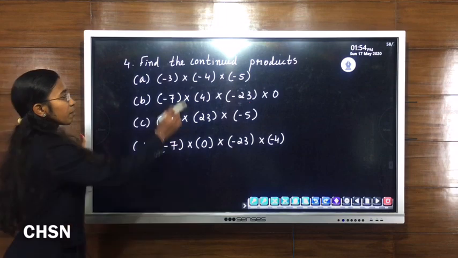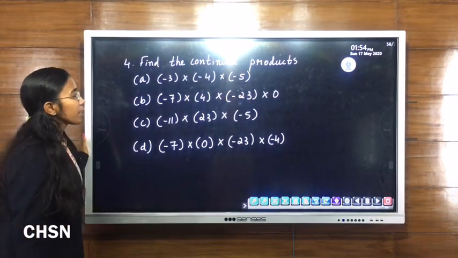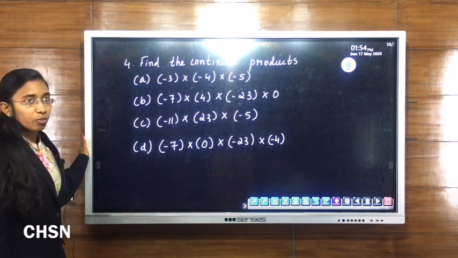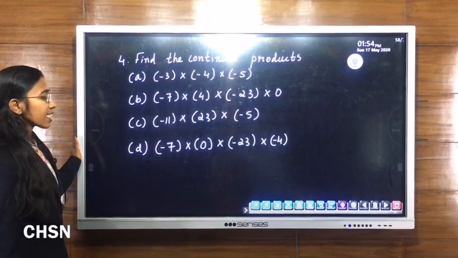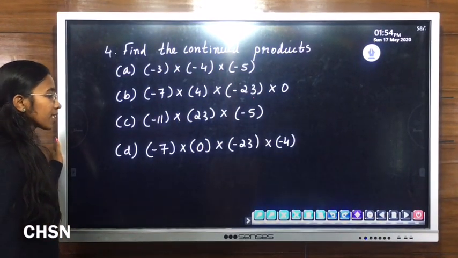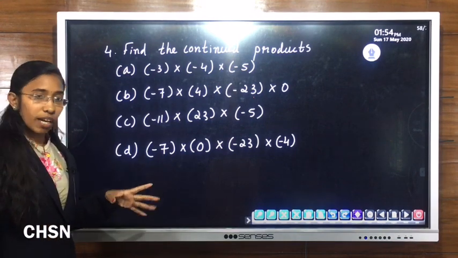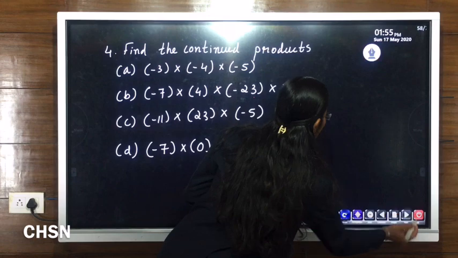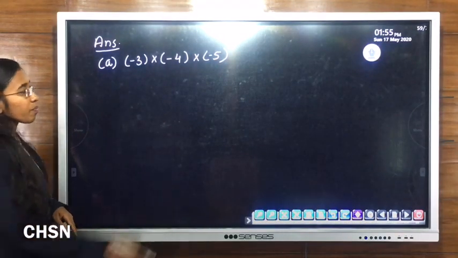First one, minus 3 into minus 4 into minus 5, and B part minus 7 into 4 into minus 23 into 0, and C part minus 11 into 23 into minus 5, and D part minus 7 into 0 into minus 23 into minus 4. So our first part question is one, minus 3 into minus 4 into minus 5.